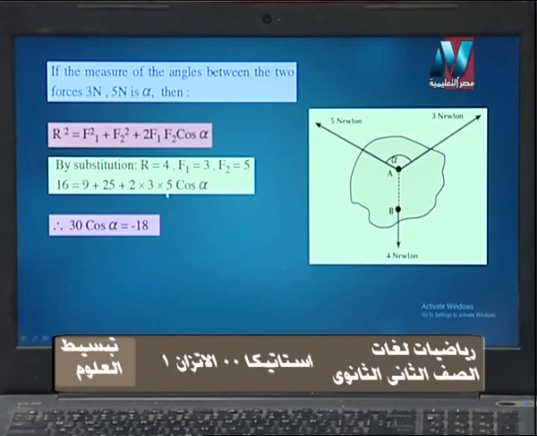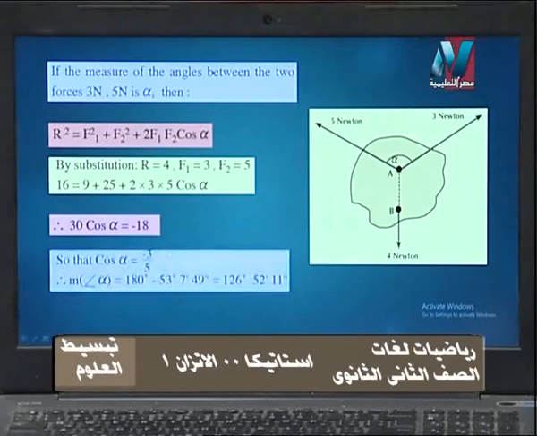And pay attention to something in the equation here. Some people make a common mistake. They add 9 with 25 with 2 times 3 times 5. No, it's wrong. You have to add 9 to 25 only. Then you multiply 2 times 3 times 5 to be the coefficient of cosine alpha. So 30 cosine alpha equals negative 18, which is 16 minus 9 minus 25. Cosine alpha equals negative 3 over 5.